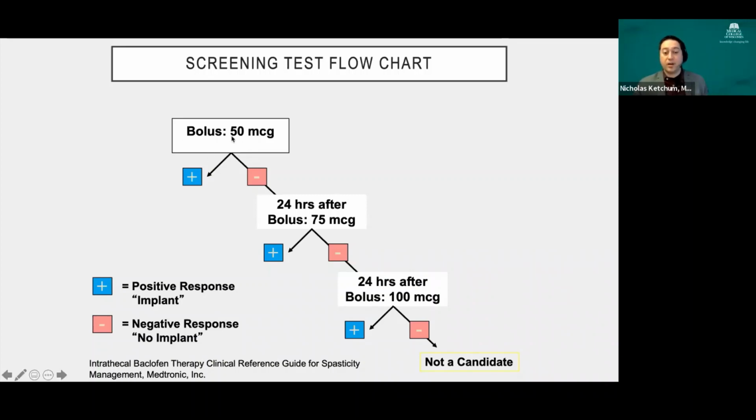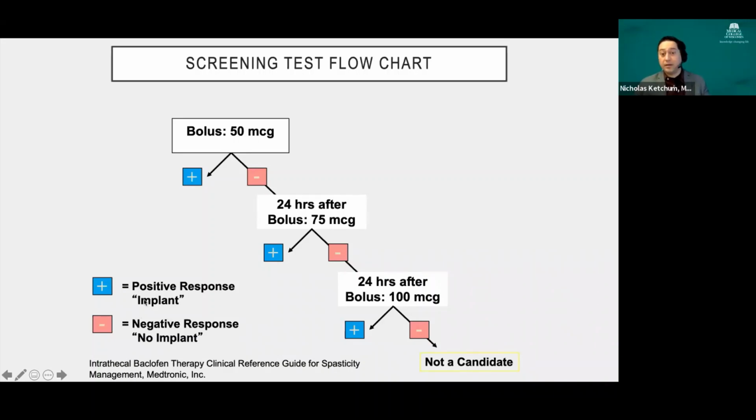And then we use a bolus of 50 micrograms of baclofen, and then we assess the patient. We have them lay flat for an hour to avoid a post-lumbar puncture headache. Then our therapists and ourselves assess the patient at 1, 2, and 4 hours post the lumbar puncture. If they have a positive response, then that's a positive screening trial.